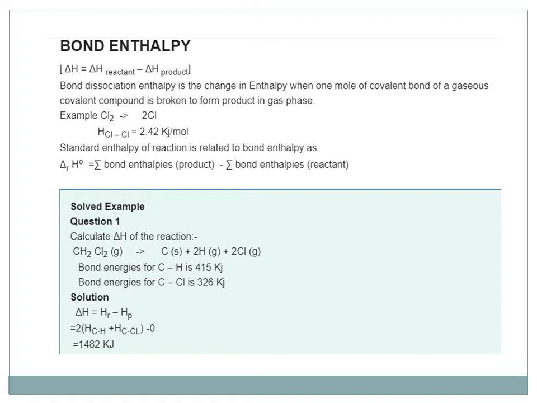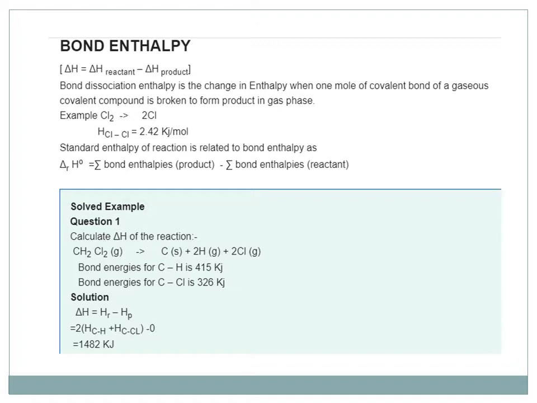Standard enthalpy of reaction is related to bond enthalpy. Standard enthalpy of reaction is the total summation of bond enthalpies of reactants minus the total summation of bond enthalpies of products. Let us try to solve an example based on this concept.